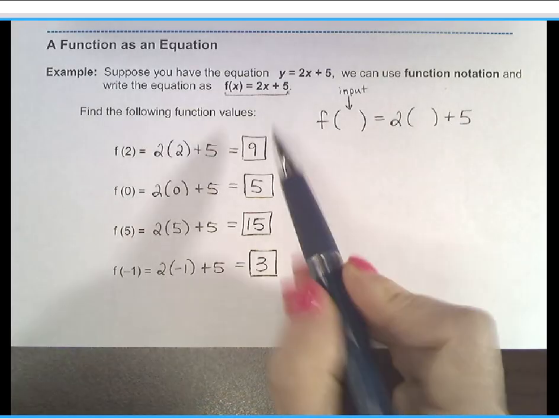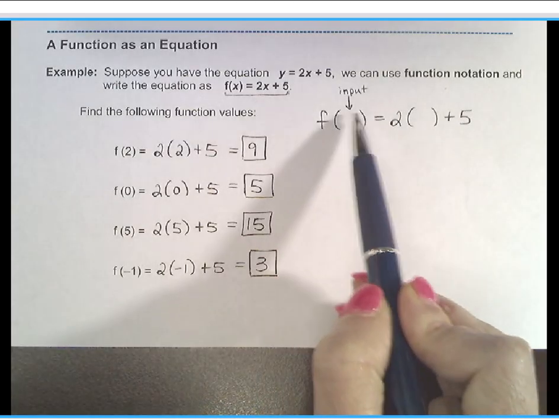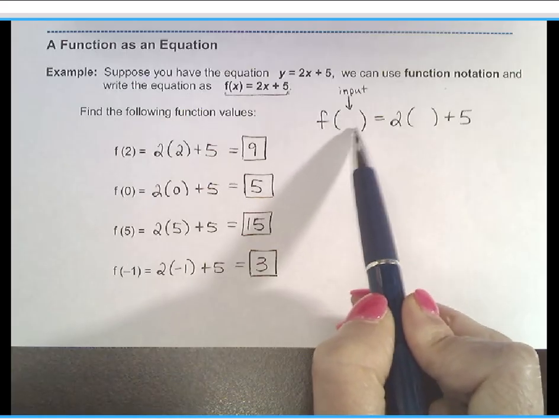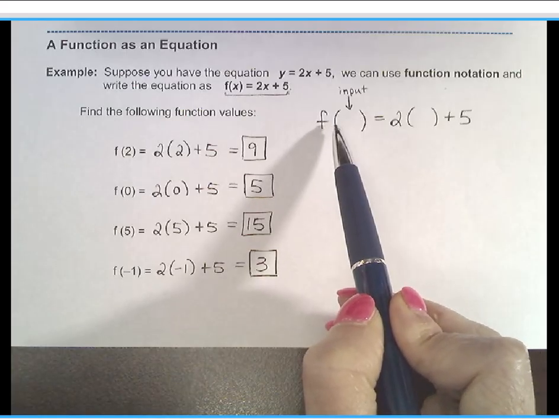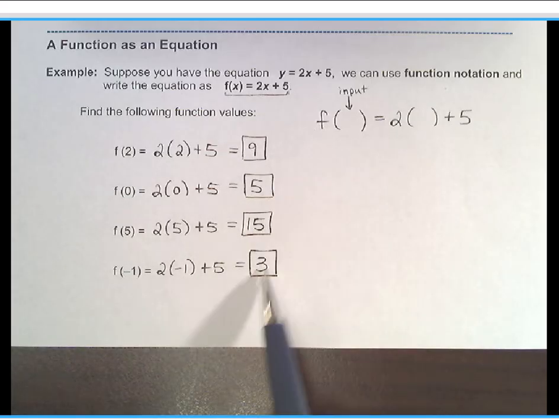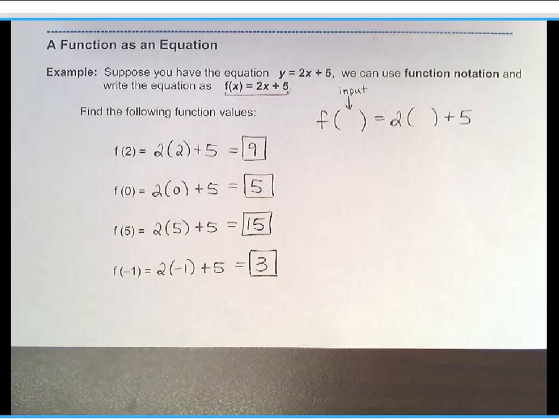So don't be scared of this notation. Just remember that whatever is dropped into the parentheses is always the input. And that's the thing that's being dropped into the function machine. And then what we're answering with a box around it, that's the output. So that's writing a function as an equation.